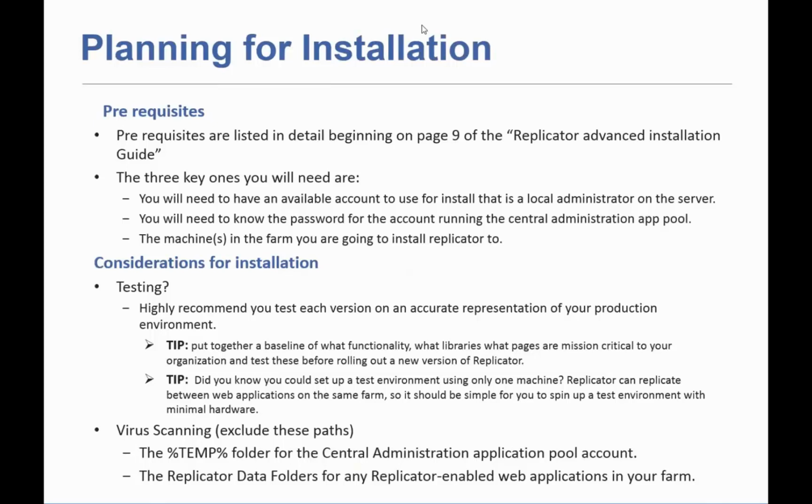So planning for install. Some of the prerequisites, and of course all of these prereqs are listed in detail in that guide that I talked about, the advanced install guide. Three of the key ones though that are the most common: you're going to have an available administration account to use to install. That account has to be a local admin on that server. You're also going to need to know the password for the account running the central admin app pool. That's who our engine runs as as well, so you're going to need that password when you're doing your install. And of course you're going to have to know all the machines in your farm that you're going to install Replicator to. We'll talk a little bit more about this.